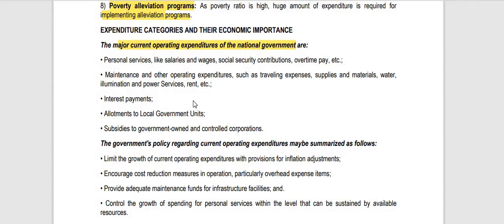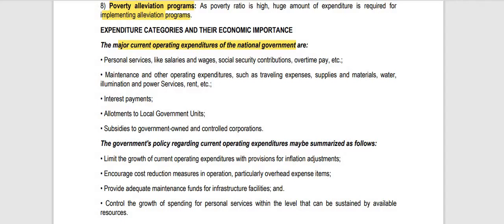So the major current operating expenditures of the national government. Let me state this by having these two important expenditures of the government. So basically, public or government expenditures are generally classified into two categories. Number one is the capital expenditure or outlays. Number two is the current operating expenditures. So duha lang to ha. Number one, capital expenditure. Number two, current operating expenditure.